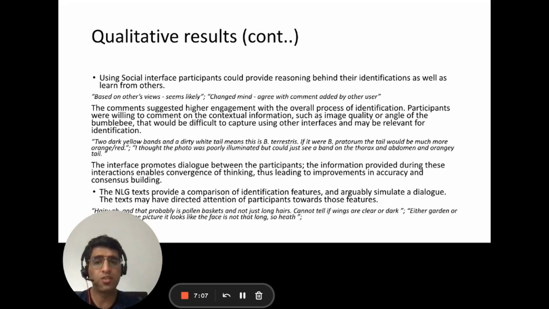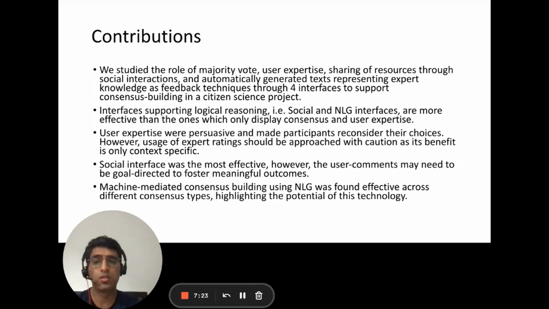The NLG interface was designed to provide a comparison of identification features. It simulates a dialogue, and comments often focused on features that were clearly visible in the image and may have directed attention of users towards those features.